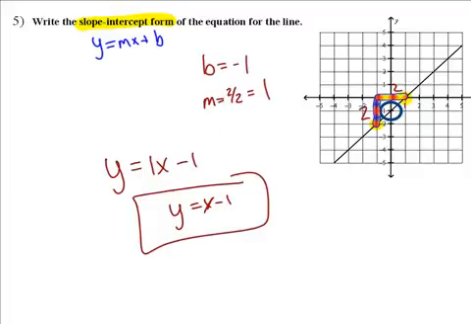And I'd be done. So in this problem, we're just trying to figure out the equation from the graph. So they're basically saying, can I find a slope? Can I find an intercept from the graph? And then plug it in. Any questions on number 5?